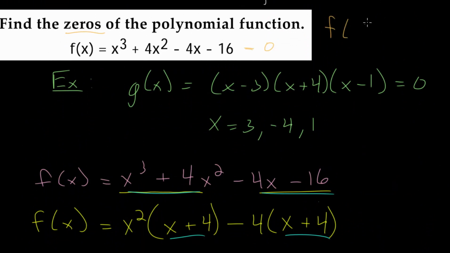And one way to check that you're doing this correctly is to just go back to your original function and test it. If you plug in, let's say 2, do you get back 0? And we can do this very quickly. We would have 2 cubed, which is 8, plus 4 times 4, that's 16. 8 plus 16 is 24. Minus 4 times 2, which is 8. 24 minus 8 is 16. And then 16 minus 16 is 0. So it does make sense when you plug this back in that the function is equal to 0. And I encourage you to check the other two values as well, just to make sure that you're doing this correctly.